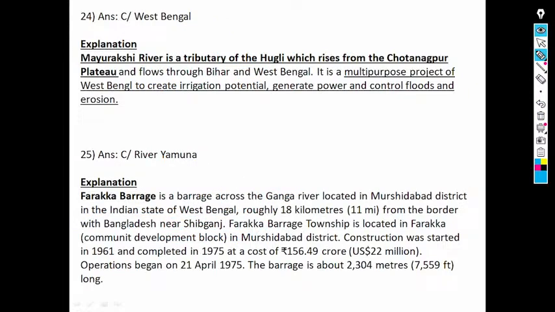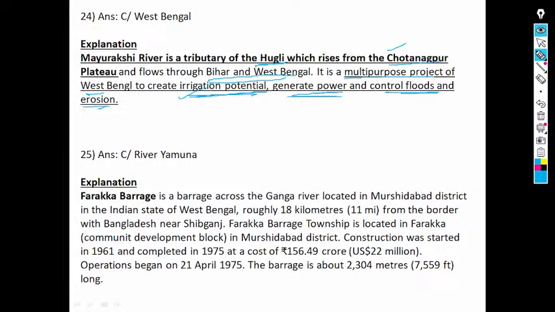Next, Mayurkasi river is a tributary of the Hooghly which rises from the Chota Nagpur plateau and flows through Bihar and West Bengal. It is a multi-purpose project of West Bengal to create irrigation potential, generate power and control floods and erosion.